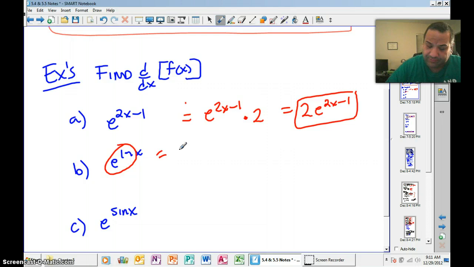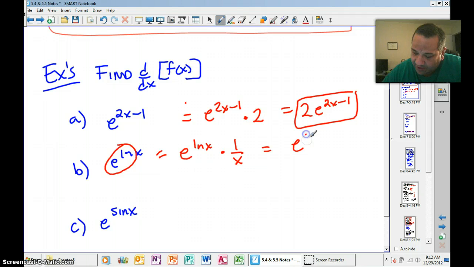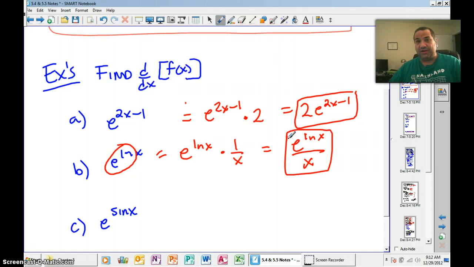Let's do this one. This is going to be equal to e to the ln of x times the derivative of ln of x, which is 1 over x. Let me get my papers here, my security blanket. And this is going to be e to the ln of x all over x. Done.